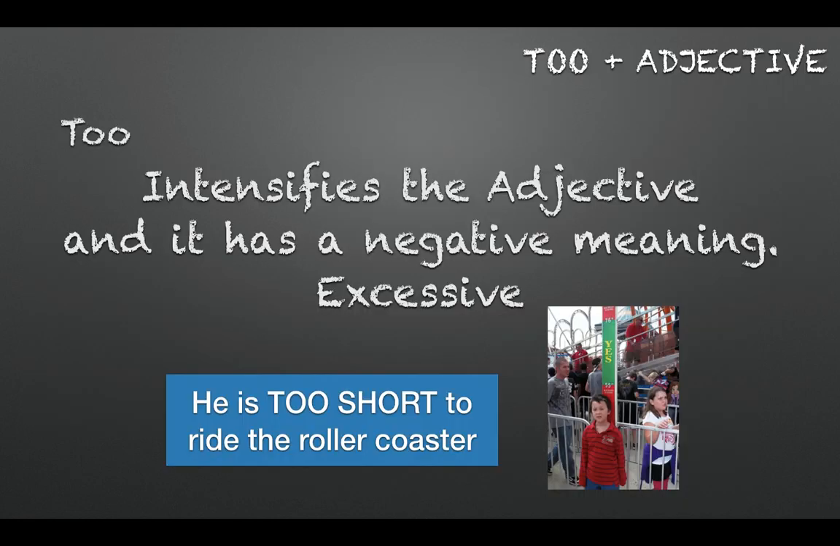And we need to know the meaning of "too". So, "too" intensifies the adjective and it has a negative meaning. It could be "excessive". Excessive would be a synonym of "too". So take a look at the picture. There is a boy who is not tall enough to get into the roller coaster or the attraction. The sentence says, he is too short to ride the roller coaster.